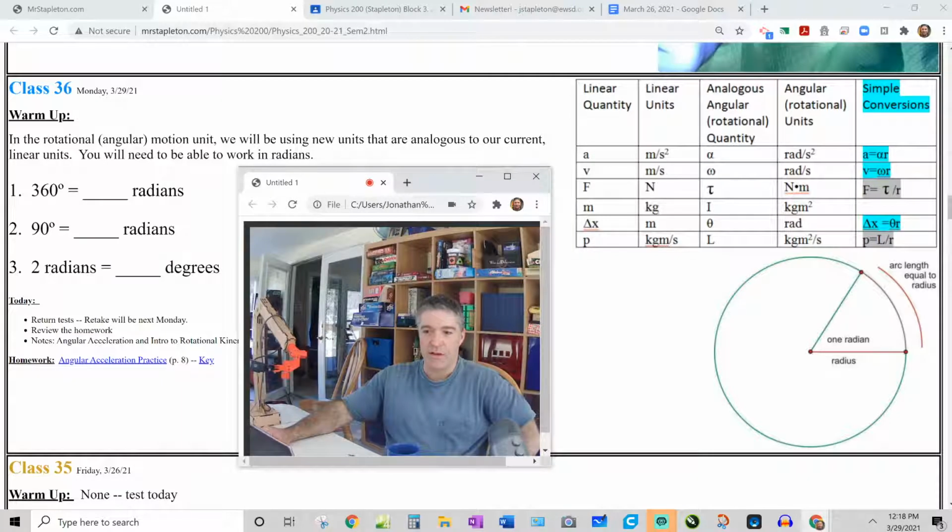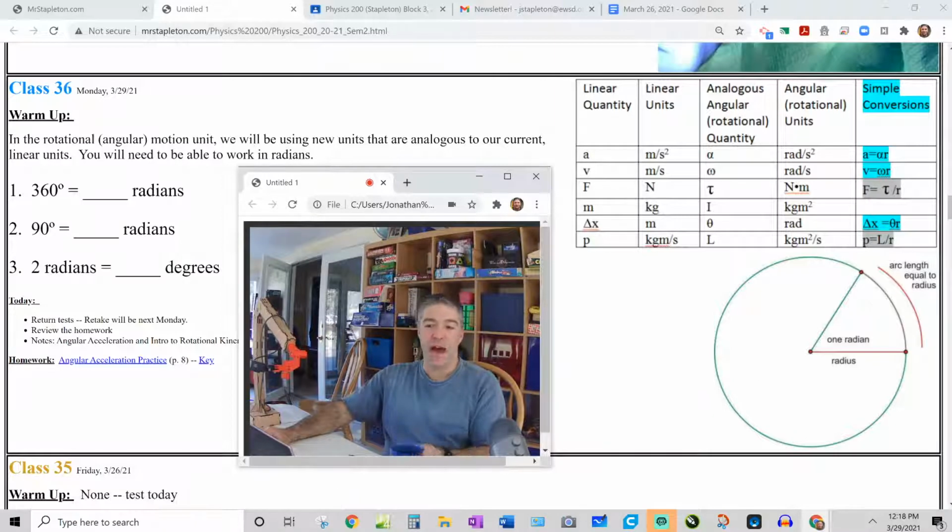And first, if you haven't dealt with radians yet, you should probably stay on the meet. We should talk about that because I'm expecting everybody to already have some knowledge of radians. So for question number 1 here, I won't really ask for answers. Just think in your head, how many radians is 360 degrees?